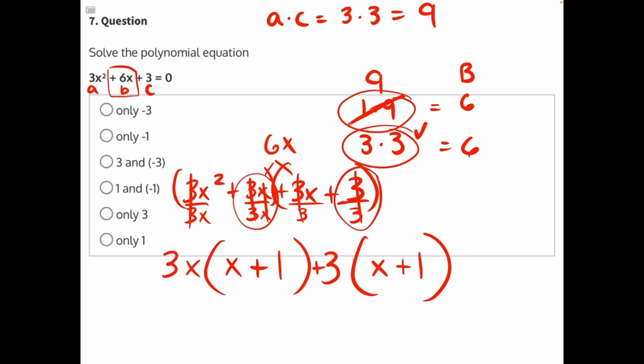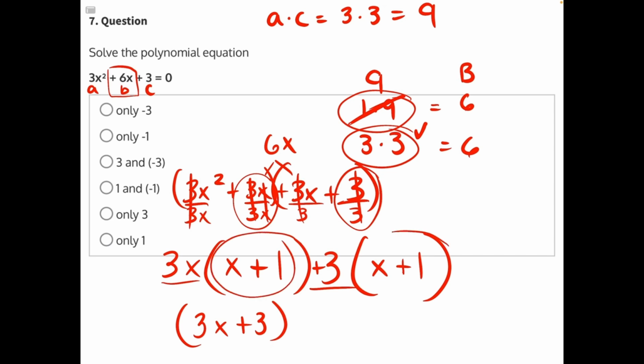Now what we do is take the terms that we pulled out of each binomial, and we put them together, 3x plus 3, and then our second binomial is going to be these identical binomials, so x plus 1. And now we have fully factored by grouping. But we're not done. We need to solve the polynomial, so we need to figure out what is the value of x for both of these binomials.